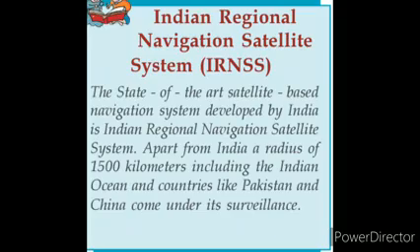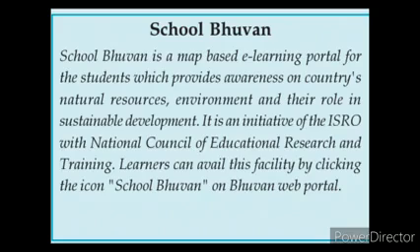We have learned the fact that GPS is introduced by the US or United States of America, and India too developed such a device, which is known as Indian Regional Navigation Satellite System or IRNSS. It covers India and a radius of 1,500 kilometers, including the Indian Ocean and countries like Pakistan and China.